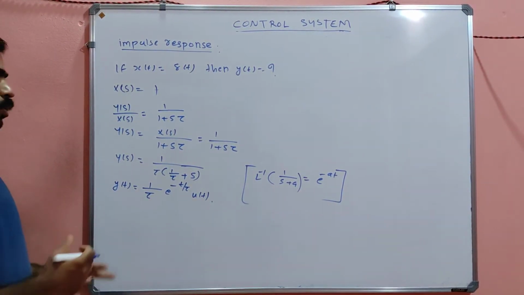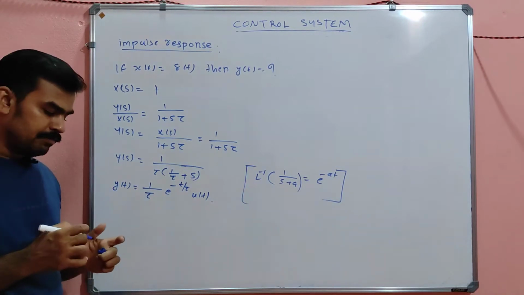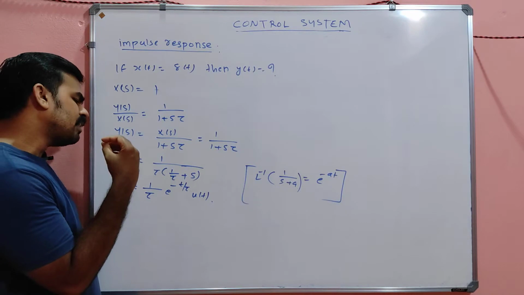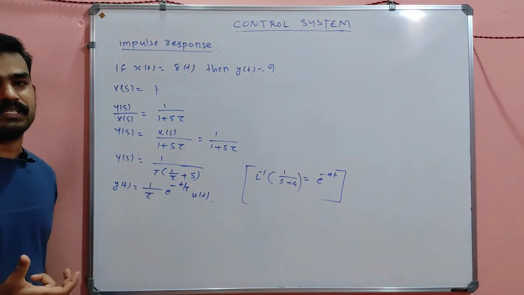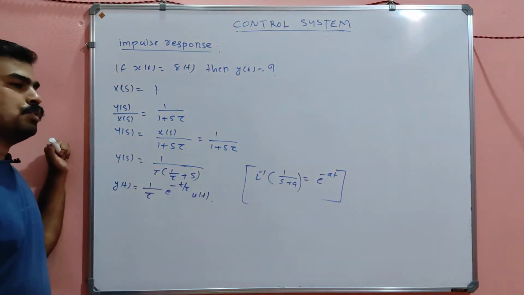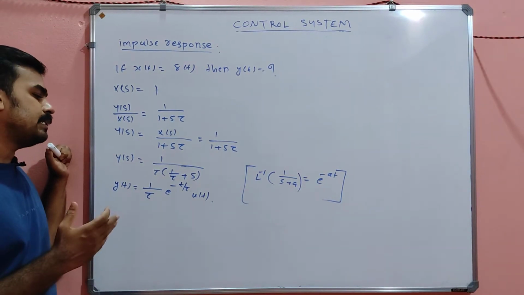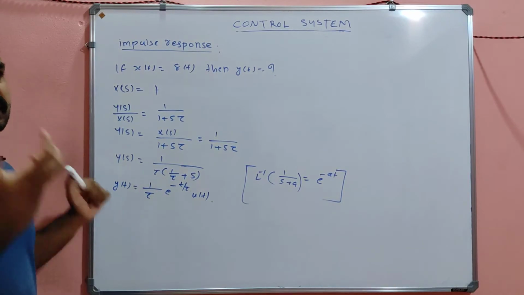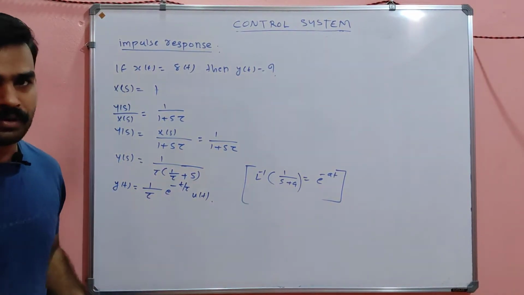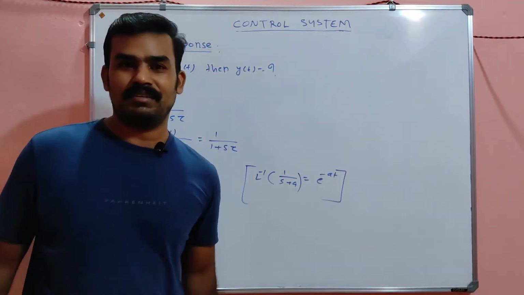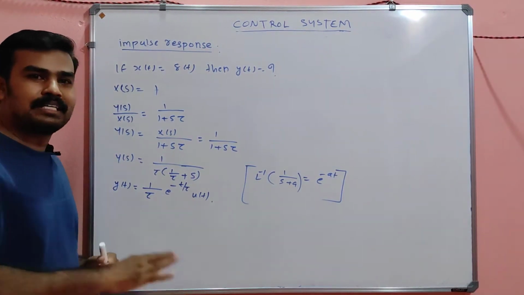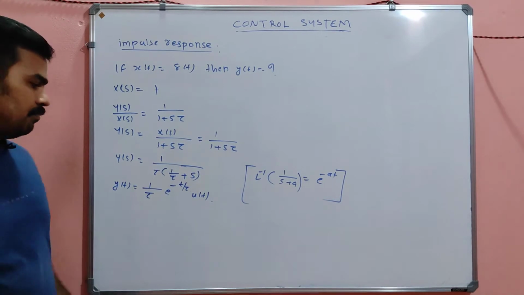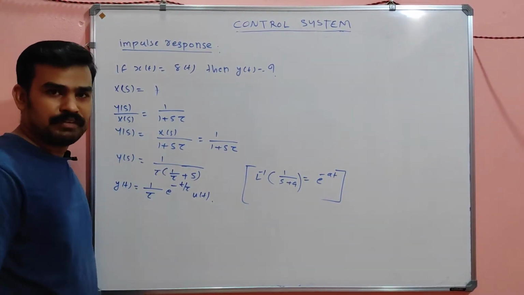Why am I always multiplying by u of t? It means it's a unit step function, my dear. This is the standard representation. If I multiply by u of t, it means this system exists for t greater than 0, not in the history. That is the reason why I always multiply by u of t.